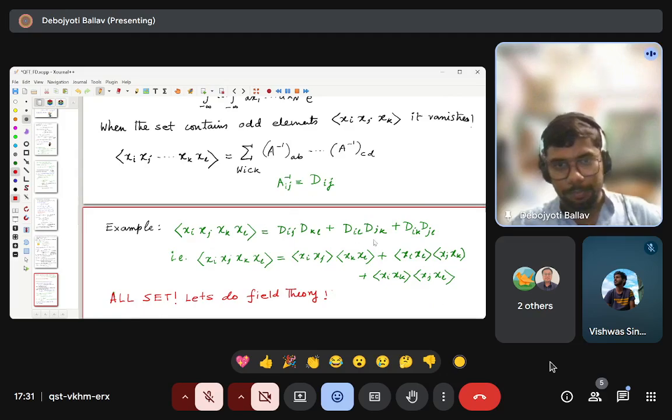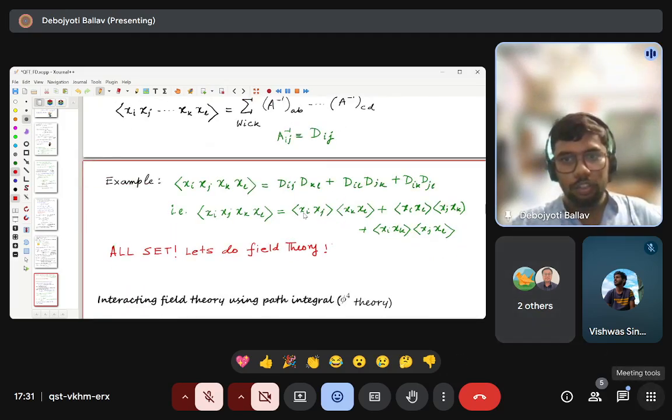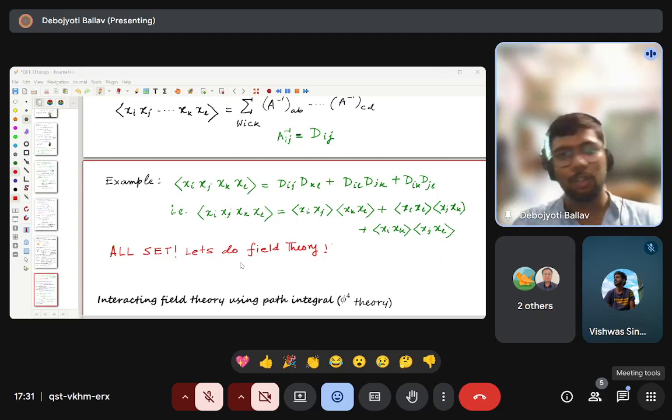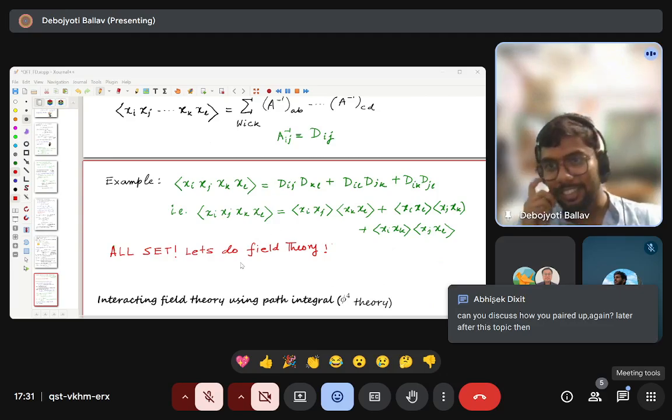Let's do field theory. We'll directly introduce you to the path integral quantum field theory in phi-4 interactions. Don't be frightened by the name, because everything that comes after this heading will be familiar to you, because you are all done with the mathematics. Now we can do quantum field theory directly. You can jump into the calculation.